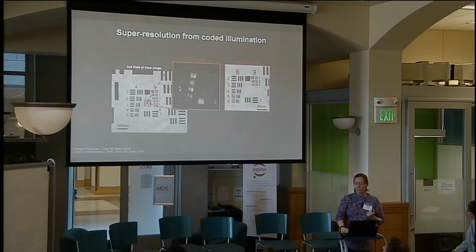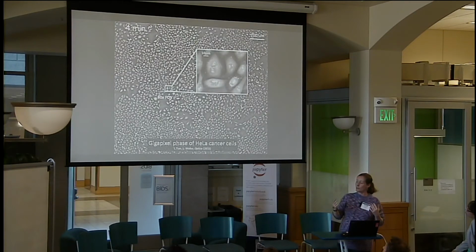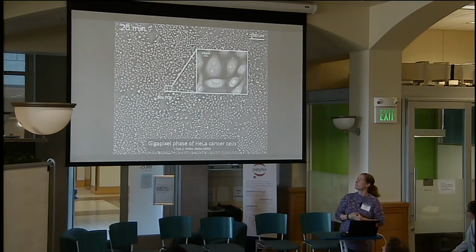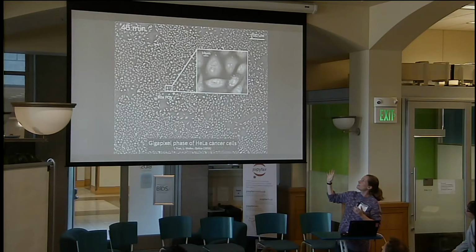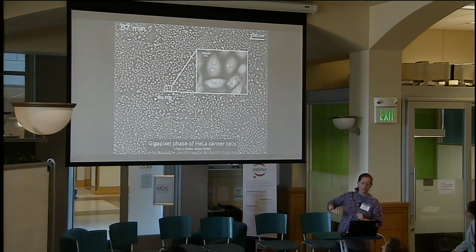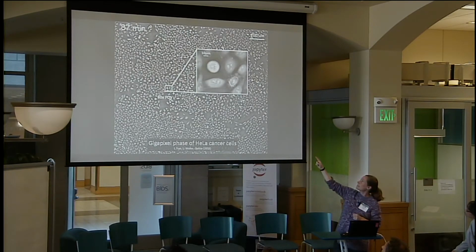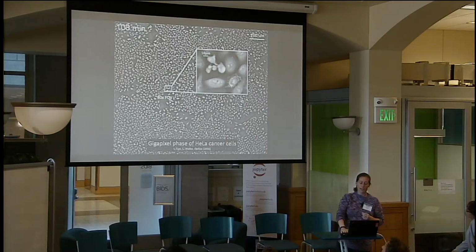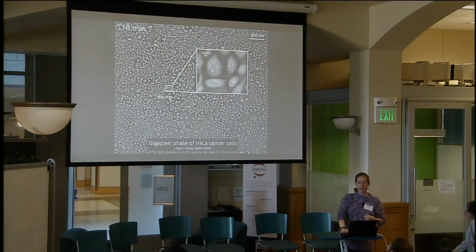And so we're starting to do these very large space bandwidth product experiments on cells where you're looking at thousands of cells at once, but with resolution to see subcellular things happening. This is a cancer cell dividing. It's going to split into 4 other cells. And this is a quantitative phase image.